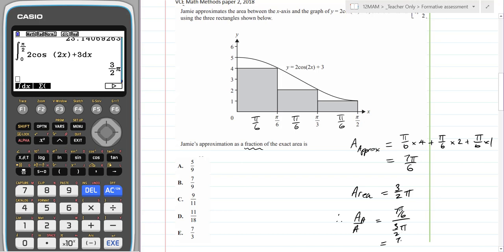A rich conversation I had during the formative was that E, maybe others, but definitely E, has a value that's greater than 1. And you can see this is an underestimate. So the area approximation as a fraction of the overall area has to be less than 1. You can wipe E out straight away.